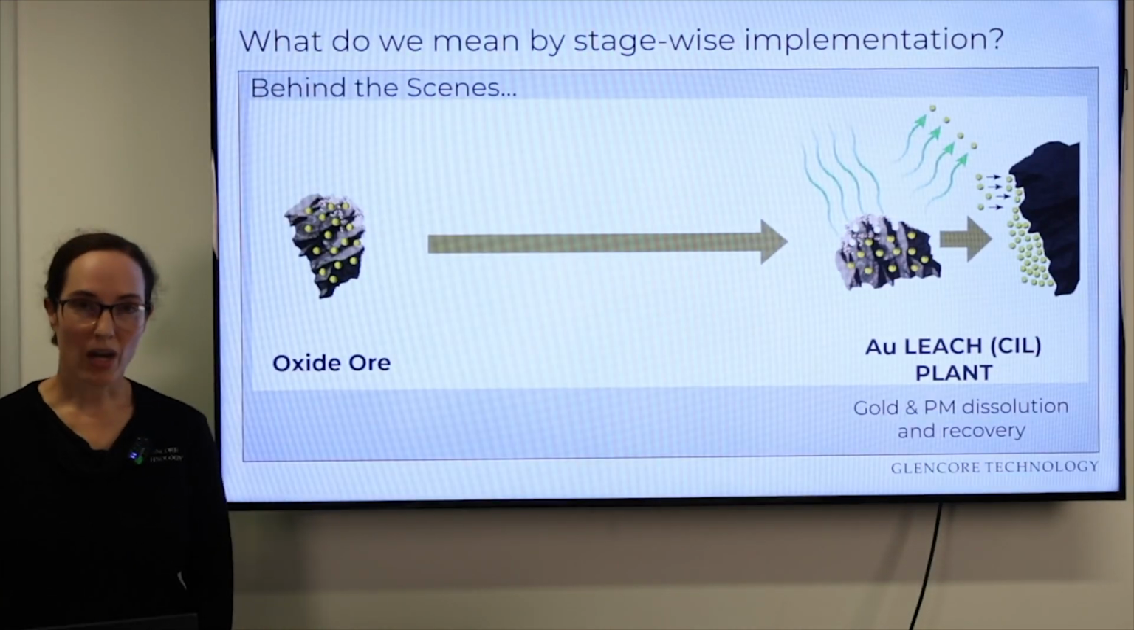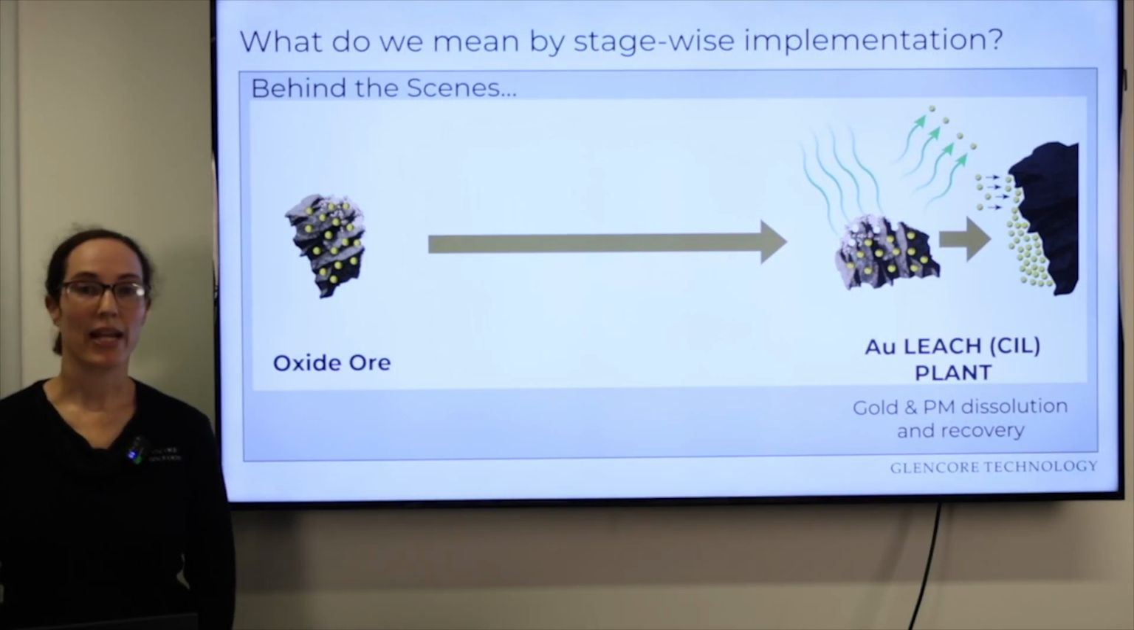So what is happening behind the scenes? Well, in our baseline flow sheet, we have our oxidized ore, which is going to the CIL plant. Here, cyanide is leaching the gold from the ore, and the gold is recovered on the carbon and sent to the gold room and recovered as doré.